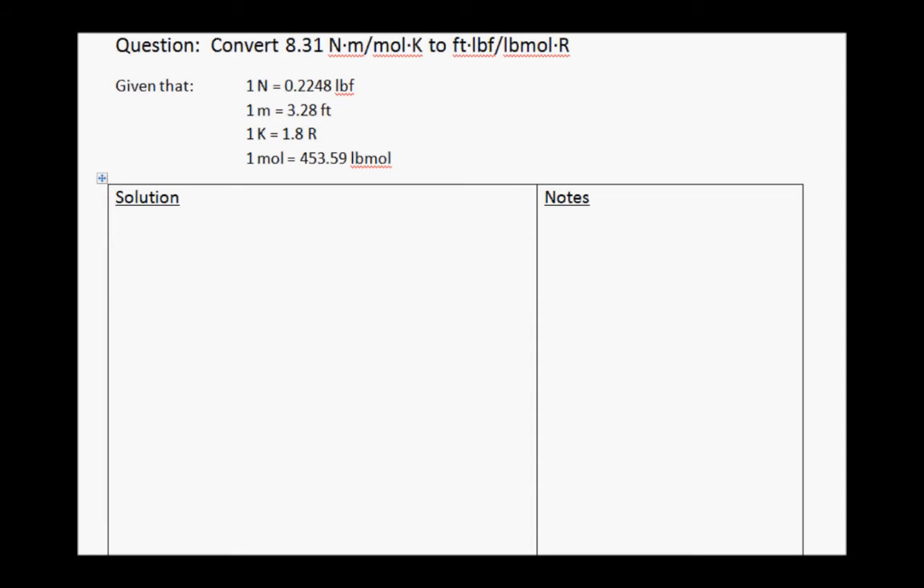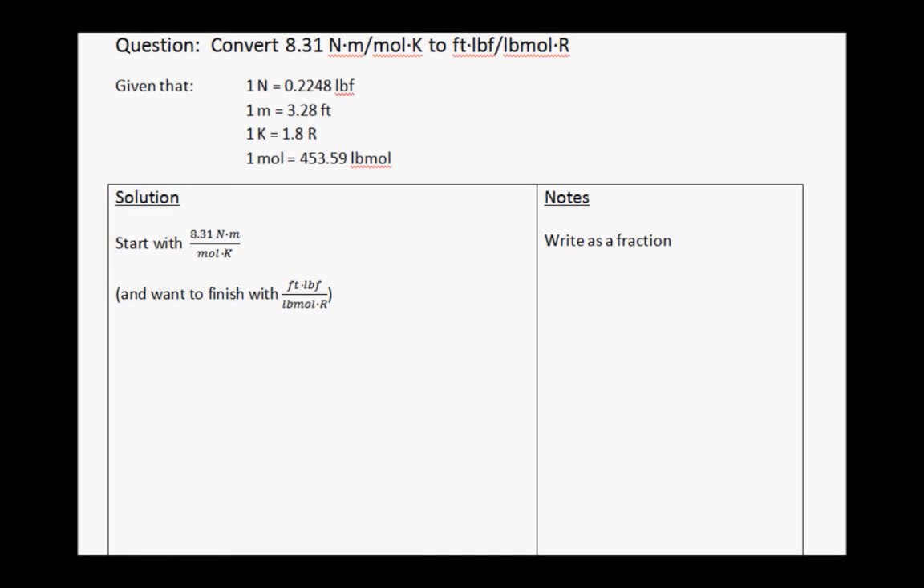Given the correct conversion factors, you should be able to answer this question without even knowing what these numbers and symbols mean. We'll start, as we always do, by setting up the original amount as a fraction. Write it as 8.31 newtons times meters over moles times kelvins. Now look at what units the answer is supposed to be in. We need to change newtons to pounds force, meters to feet, moles to pound moles, and kelvins to rankines.